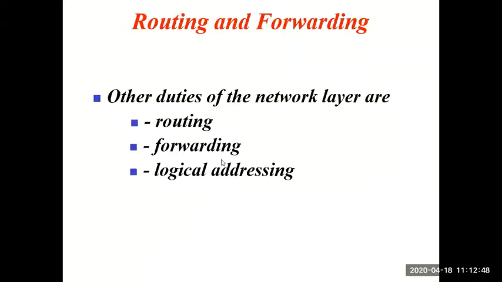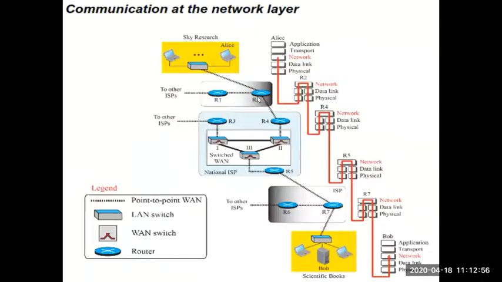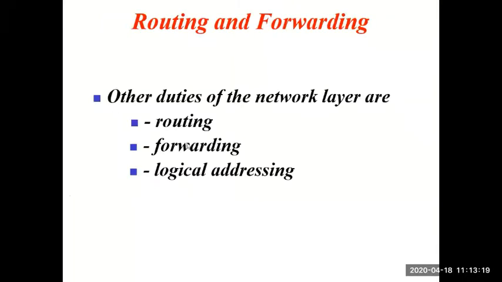Forwarding happens at each step. At every hop, when a packet reaches a router, it should know the next step in forwarding. Say it has received the data on link 1, which I'll call the link connected to Sky Research, and the link here is 2. It will know that if I receive something from link 1, I should forward it to link 2. That is forwarding. For forwarding also, we are going to make a table. And logical addressing or IP addressing is the main task of the network layer.